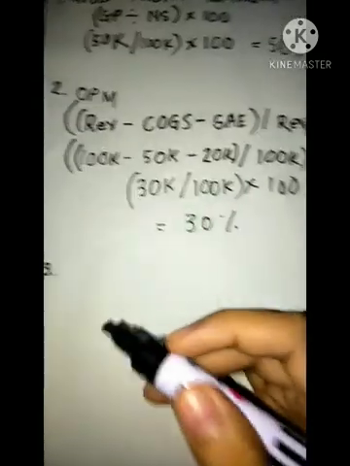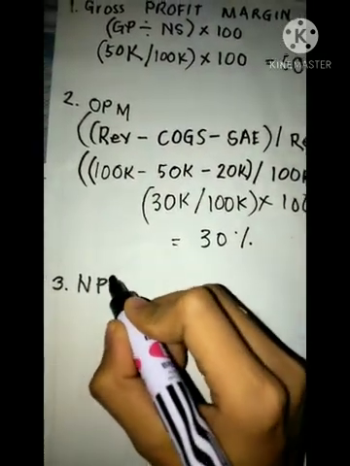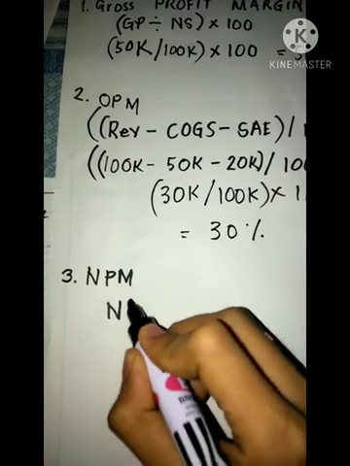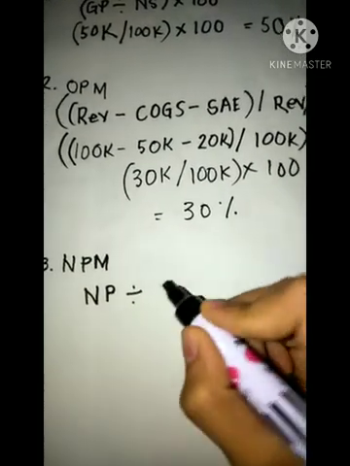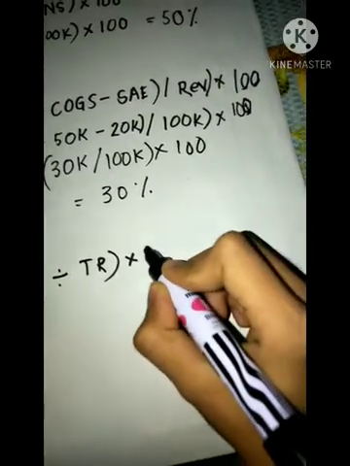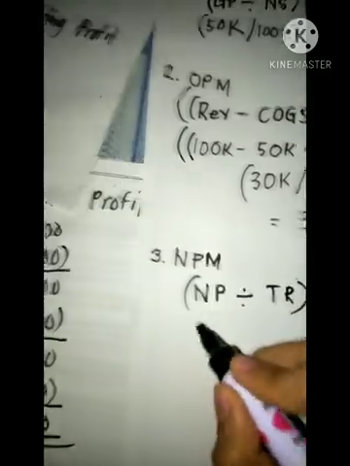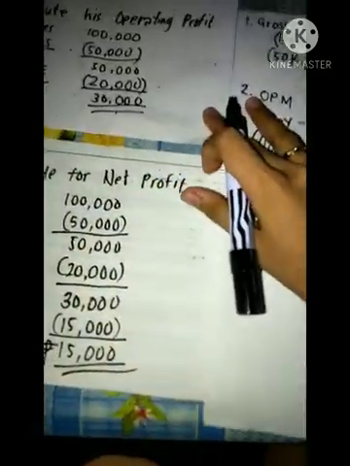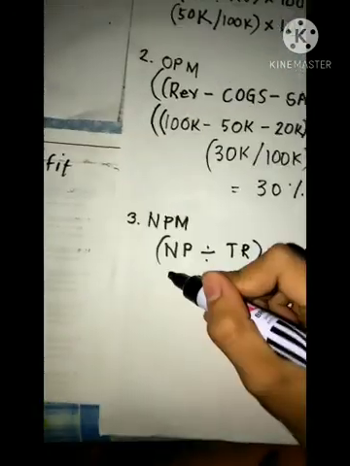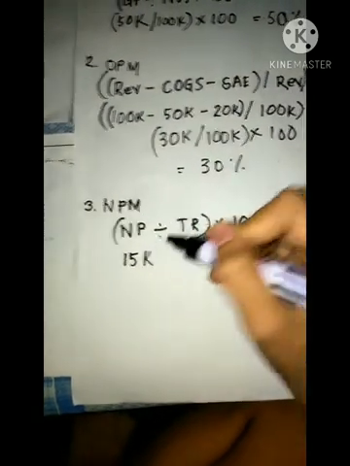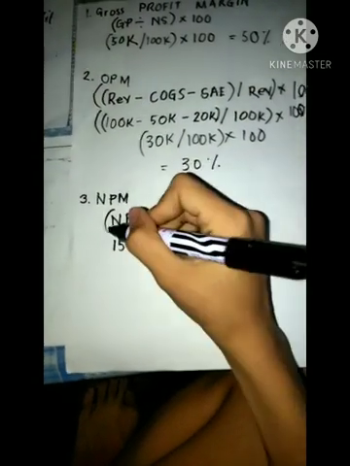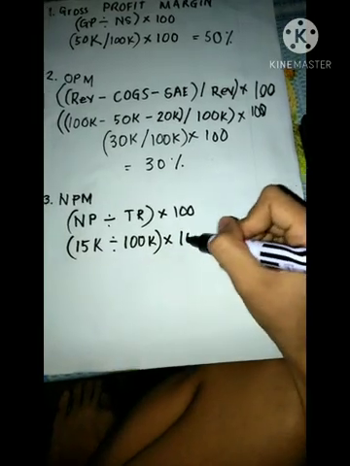Third, last is the net profit margin. Ano po ang formula ng net profit margin? Simple lang. Net profit divided by total revenue. Okay? Times 100. So, 15,000, okay. Net profit natin, na-compute natin ang net profit kanina. Ito, 15,000, diba? So, 15,000 divided by total revenue is the 100K. Multiply the answer to 100.